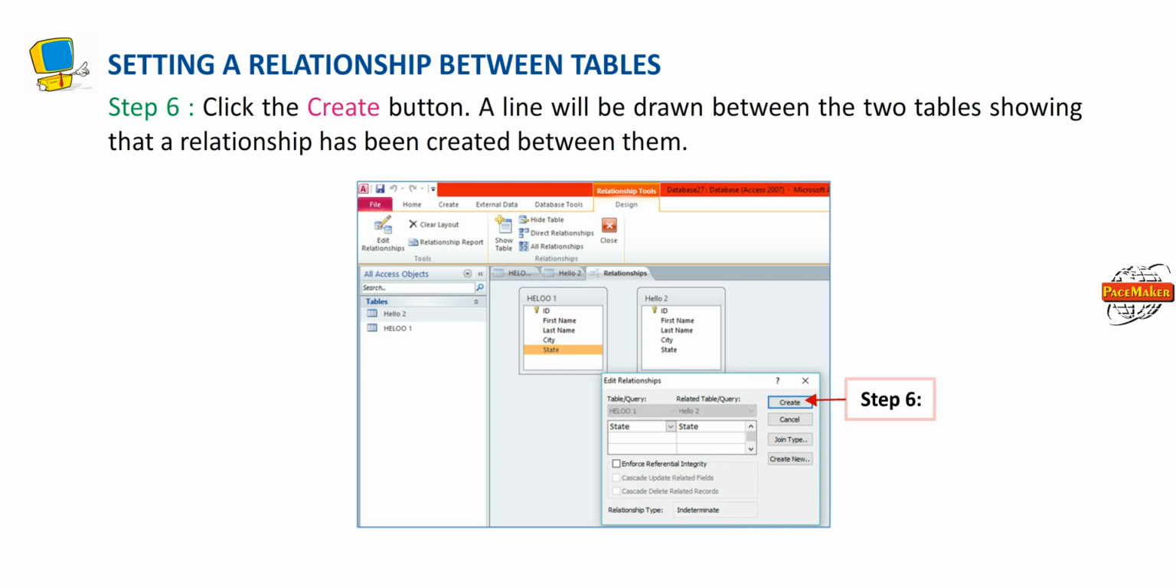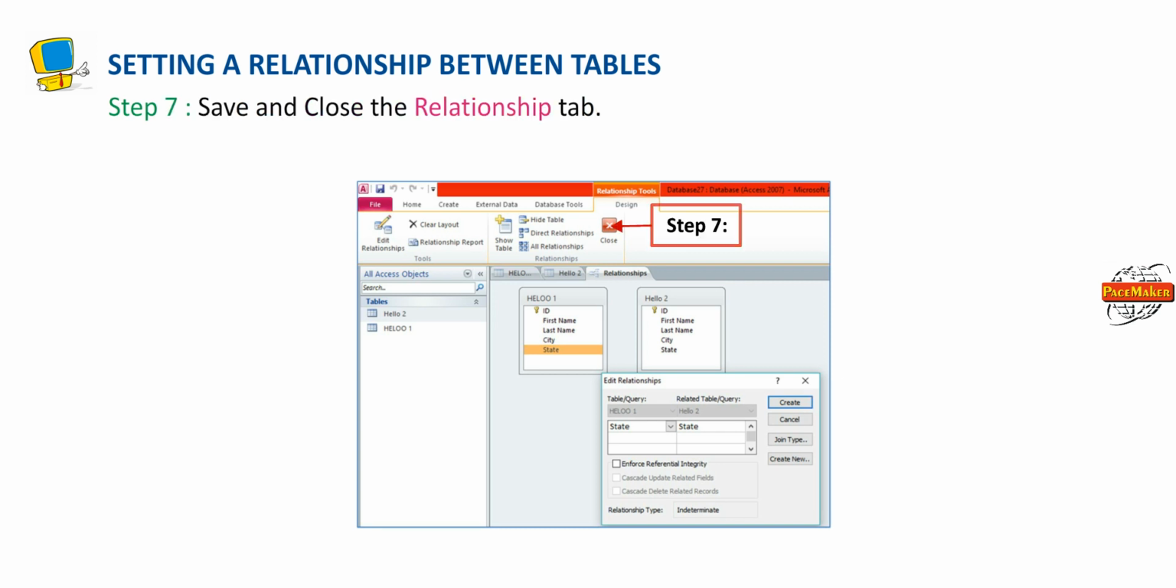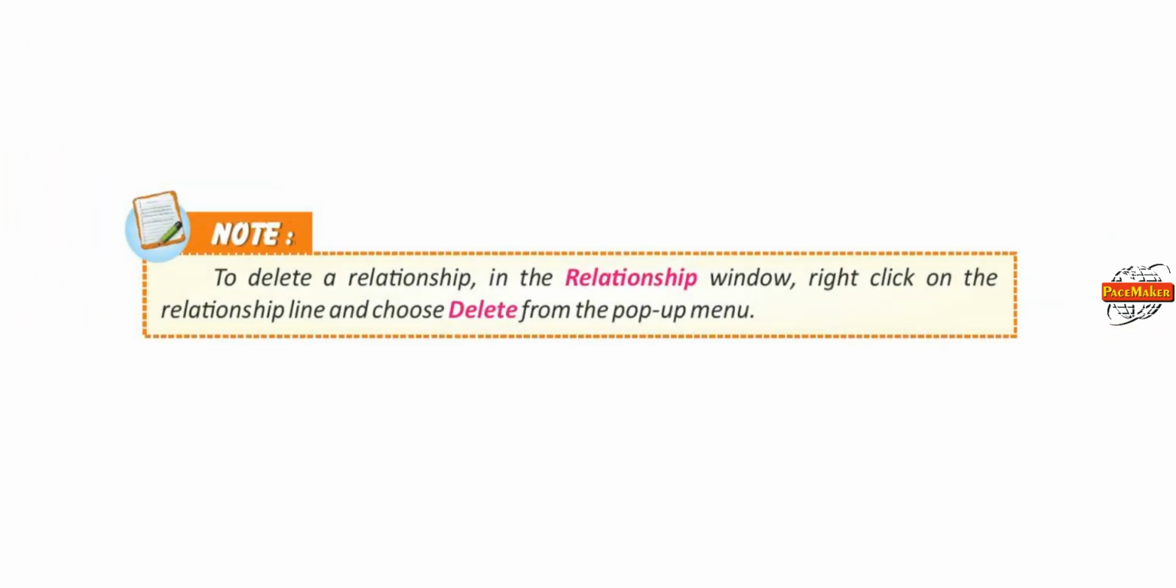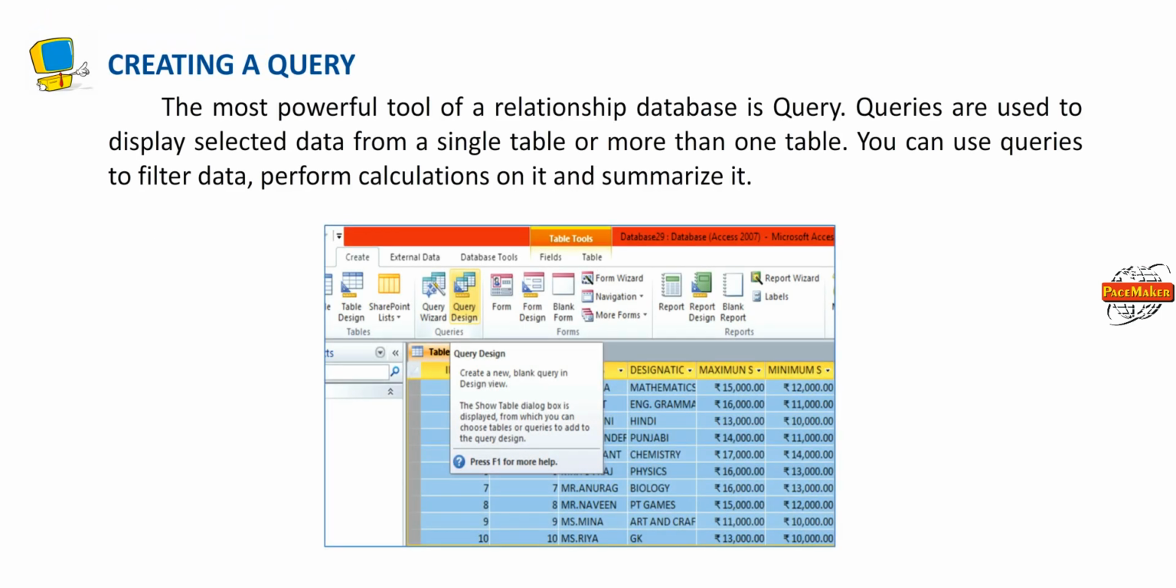Click the Create button. A line will be drawn between the two tables, showing that a relationship has been created between them. Step 7. Save and close the Relationships tab. Note: to delete a relationship in the Relationships window, right-click on the relationship line and choose Delete from the pop-up menu.